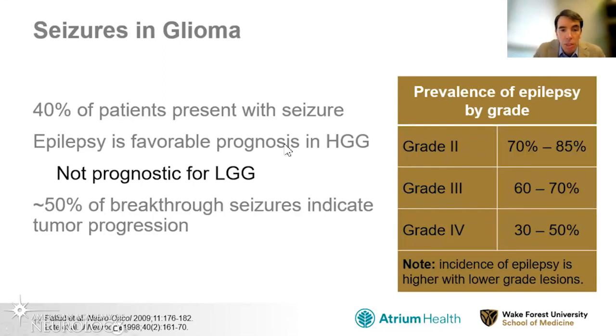So in patients with a high-grade glioma, the presence of epilepsy is a favorable prognostic sign because it means they didn't present with a focal neurologic deficit. That was going to be a problem. This must be a slower growing high-grade glioma. It must be less aggressive because they presented with epilepsy and not a fixed deficit. And so that's prognostic. The presence of seizure is not prognostic for low-grade glioma patients.